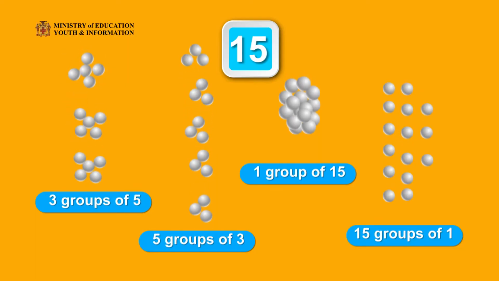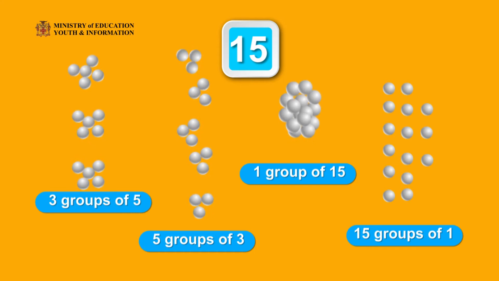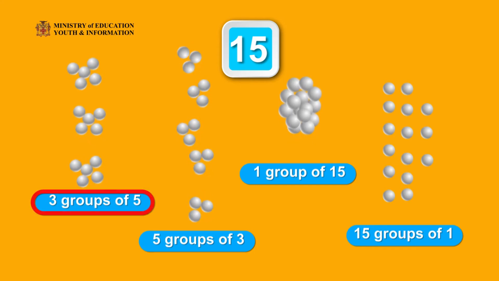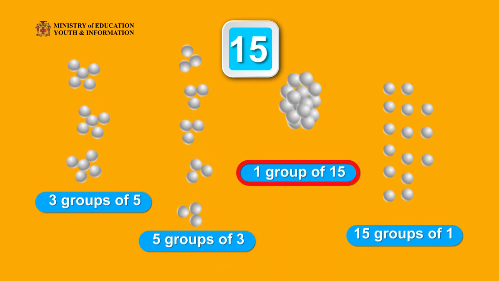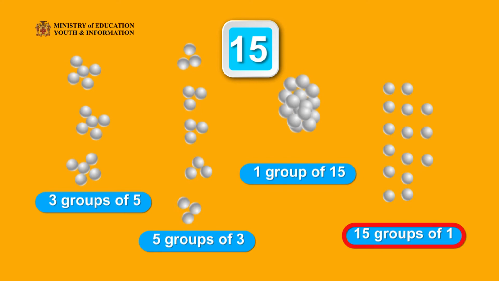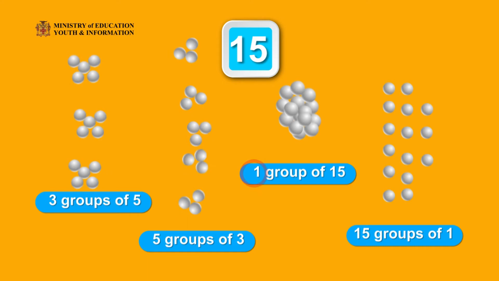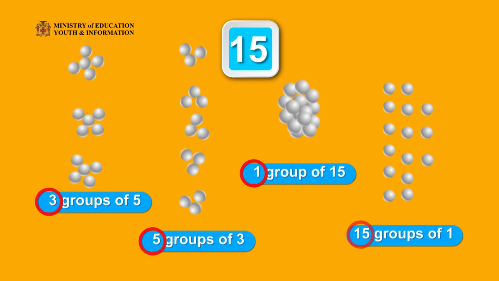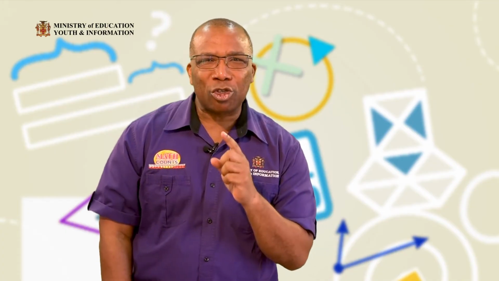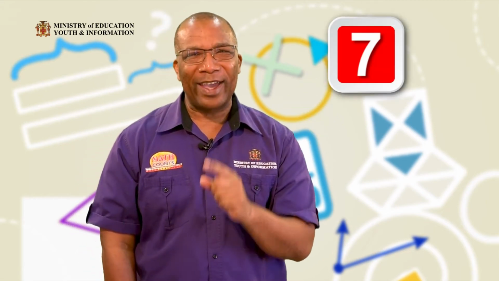Here are the representations of the even groups that can be formed from 15. 3 groups of 5, 5 groups of 3, 1 group of 15, and 15 groups of 1. Therefore, the factors of 15 are 1, 3, 5, and 15. I think I want to try one more example. Let us use the number 7. Please help me to find the factors of 7.